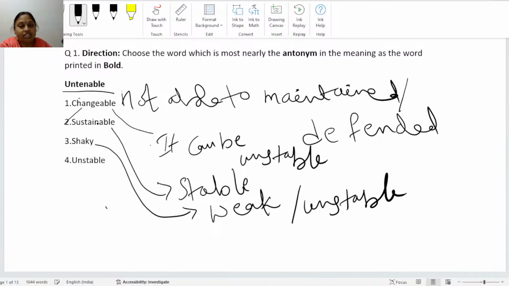What is the meaning of sustainable? It can be stable. Untenable is nothing but not maintained properly, whereas sustainable will be comfortable and in the proper way. So for untenable, the antonym we are supposed to take is sustainable.